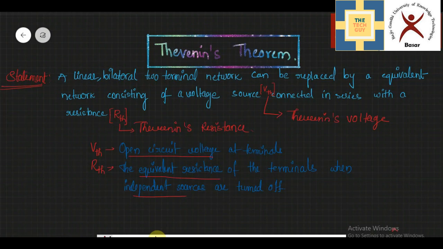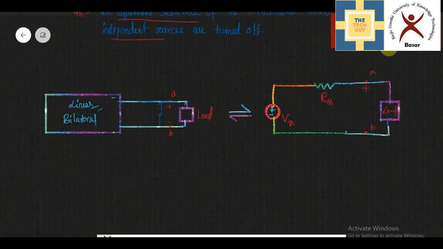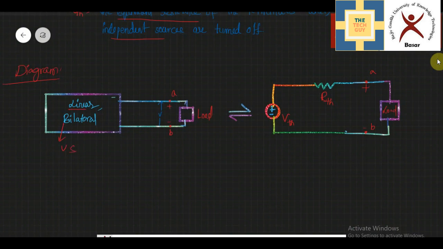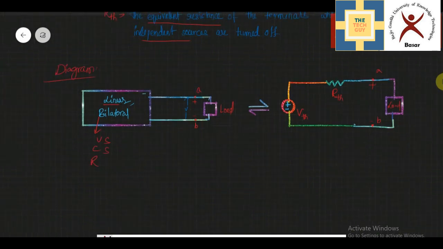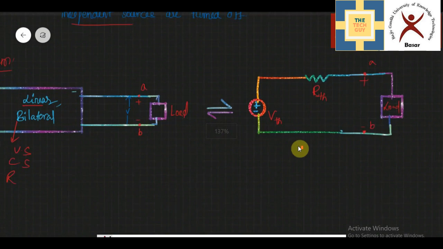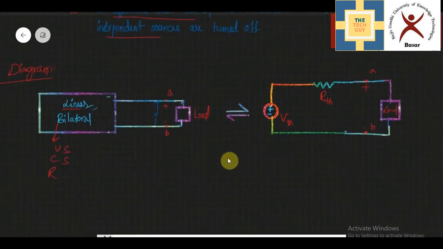Let us see the diagram here. This is the diagram for our Thevenin's theorem. This is the network, a linear bilateral network. It may consist of voltage sources, current sources, resistances. It consists of so many elements, but we represent it like a two terminal box. This is actually a two port network, where we have two ports, this is one, this is two.